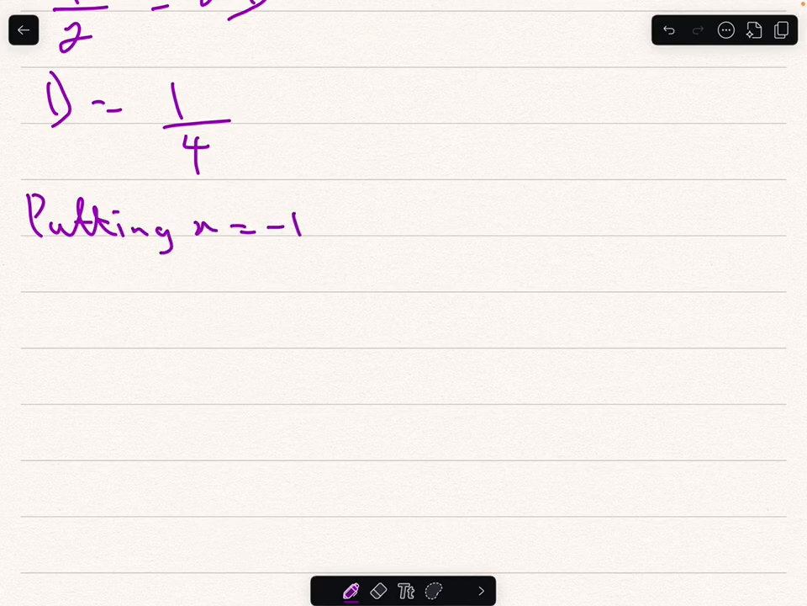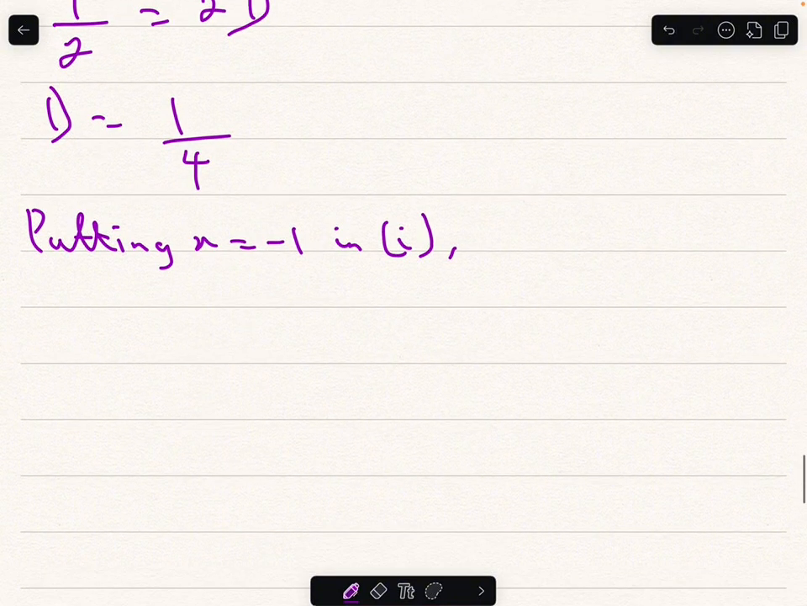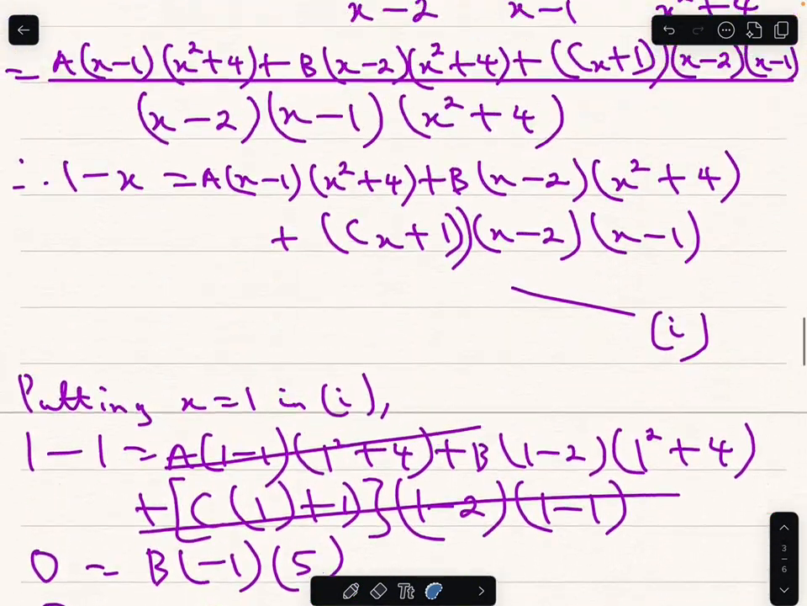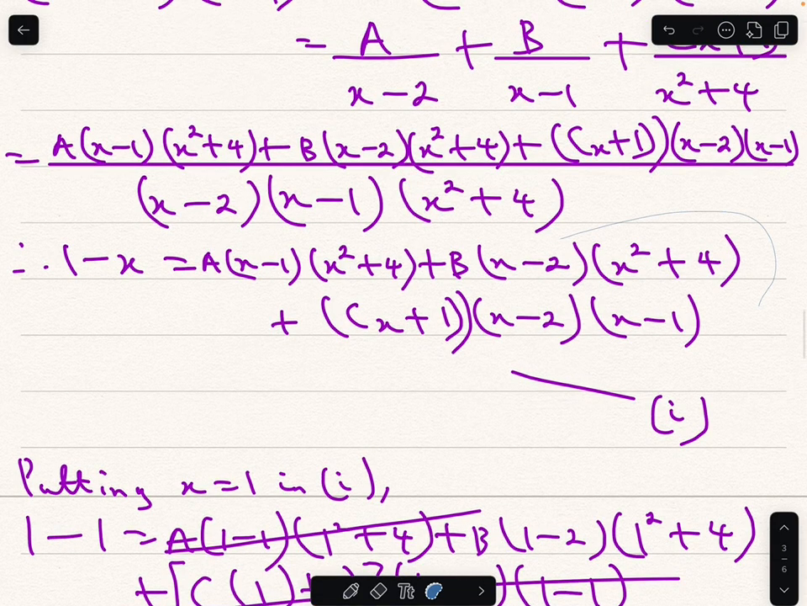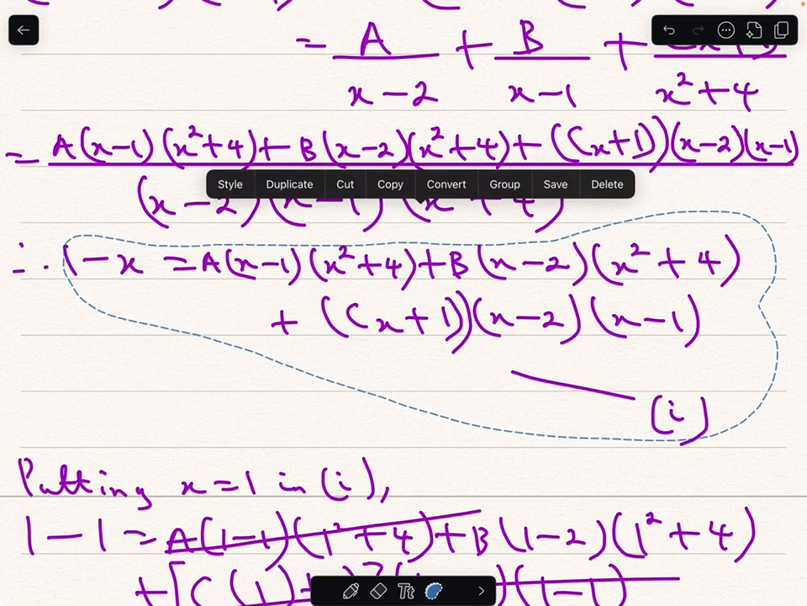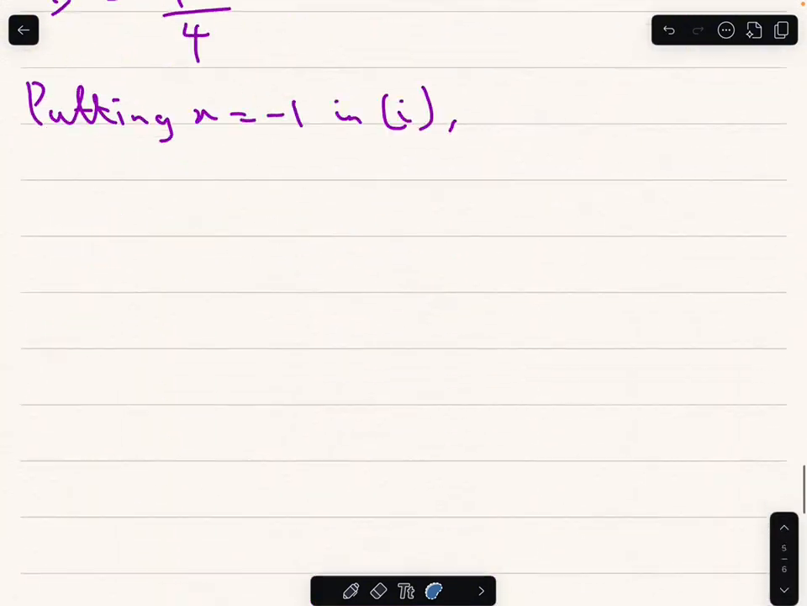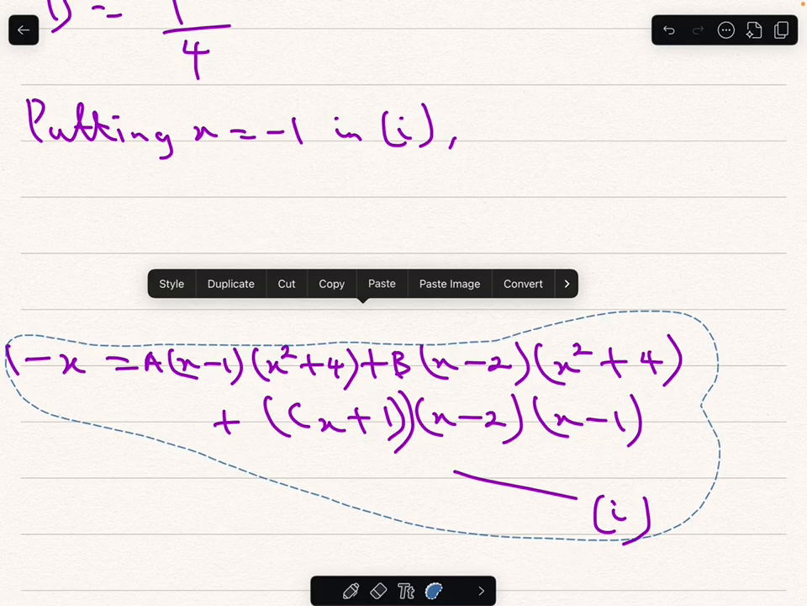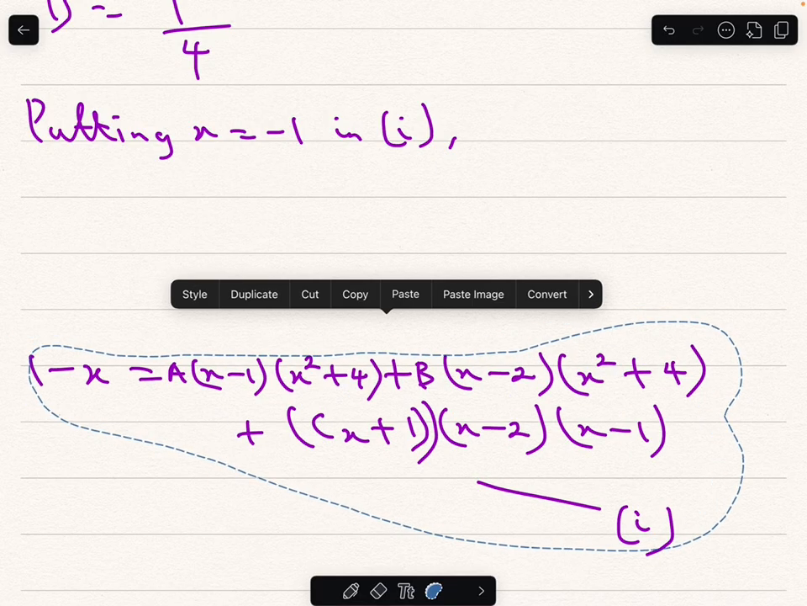Putting x equals minus 1 in equation 1. That simply means, let's see the equation 1. Maybe we should even bring it down so that we can see what we're copying. This is equation 1. Let's bring it down. Equation 1. Let's put x equals minus 1 in equation 1. So let's have it here. Putting x equals minus 1.